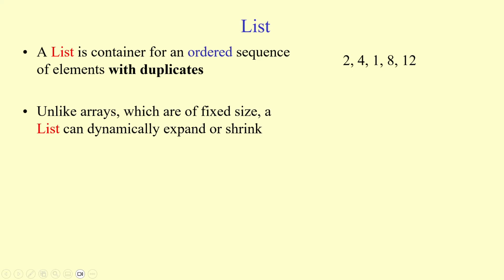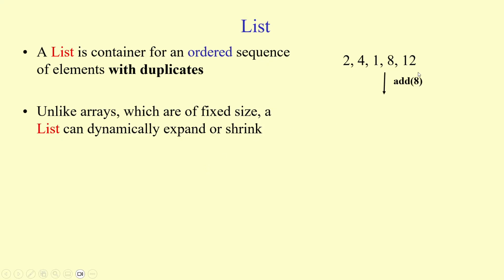The first category of container classes in Java is a list, which is a container for an ordered sequence of elements with duplicates. Unlike arrays, which are of fixed size, a list can dynamically expand or shrink. Here's an example list of 5 elements.